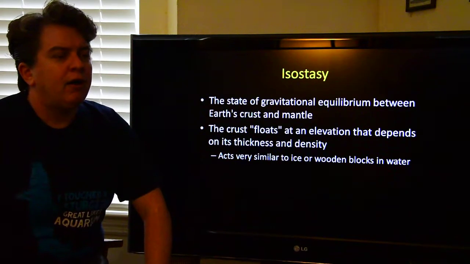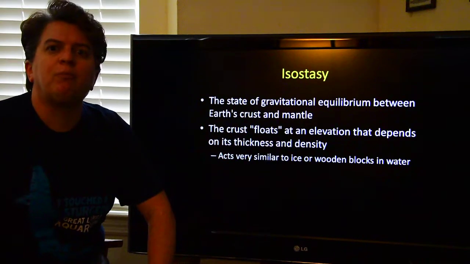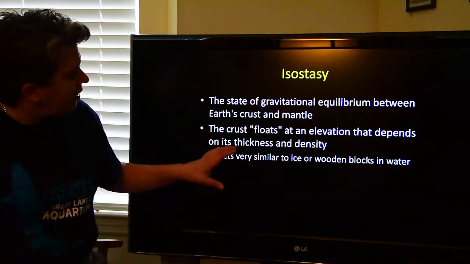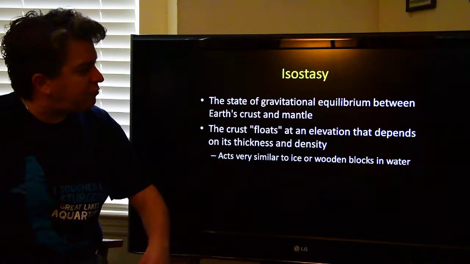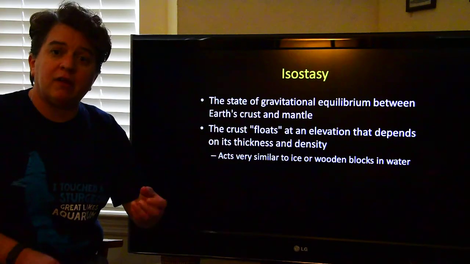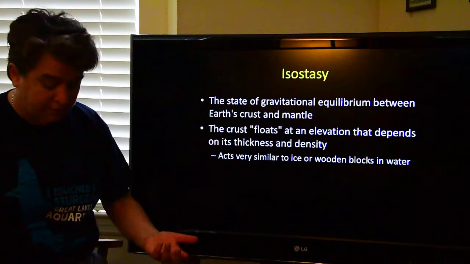or you can say Earth's crust being in gravitational balance is also sometimes used. So the crust basically floats at an elevation that depends on how thick the crust is and how dense the crust is, basically how heavy it is.